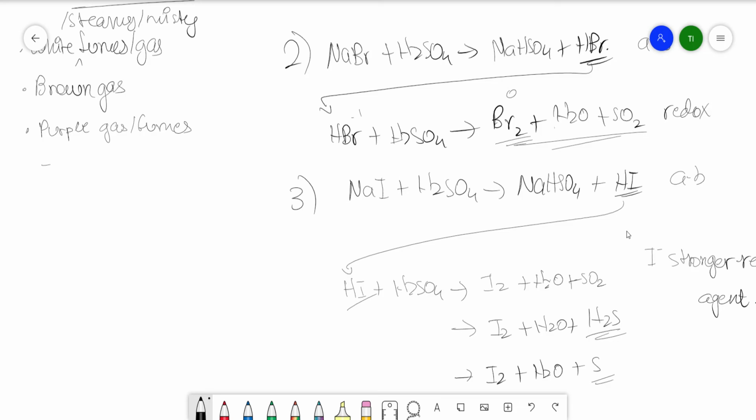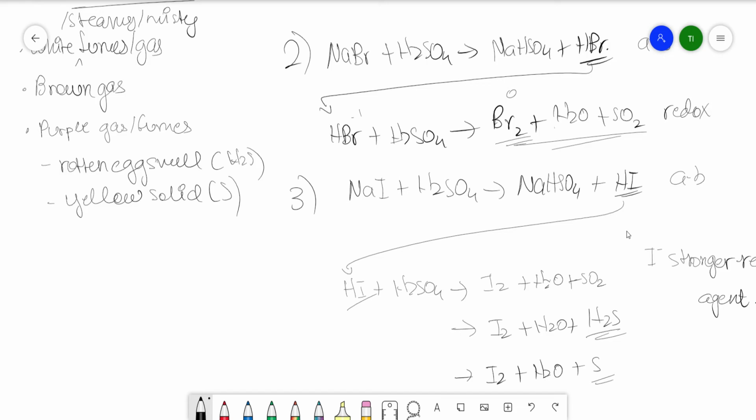And you can also get SO2, which does not have anything distinct about it in our syllabus. H2S has a rotten egg smell, and sulfur is a yellow solid. Now these are the characteristic observations of the reaction.